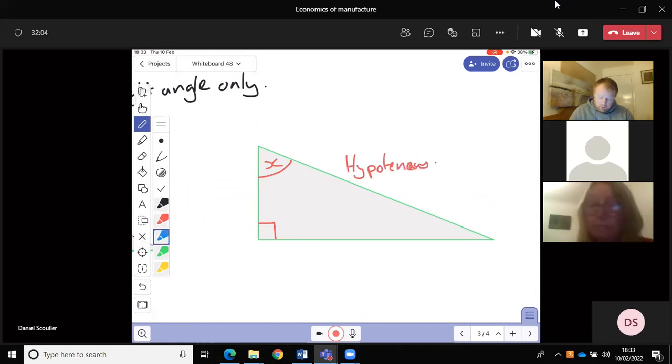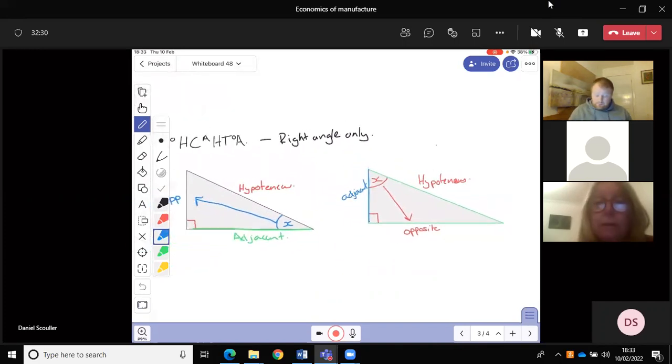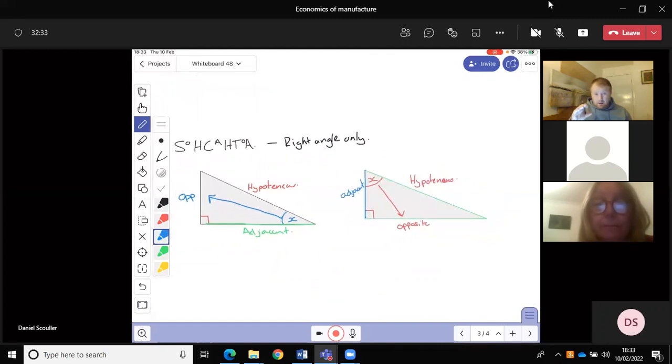Okay. What happens at this point is that side becomes the opposite. And the side that's touching it becomes the adjacent. Okay, so that might throw you a wee bit, but okay. So the opposite and adjacent depends on the angle you're working with and the angle that goes into the equation. Okay, so SohCahToa stands for something.